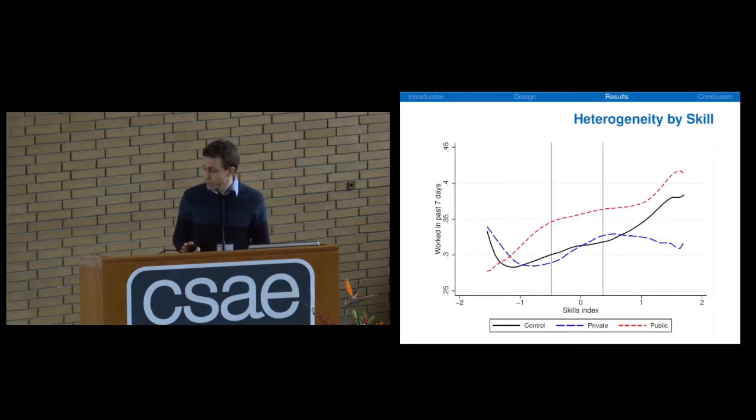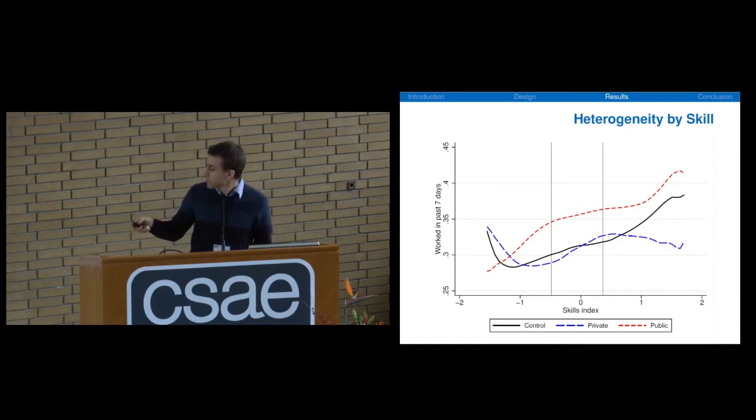I want to show two measures of heterogeneity very briefly, which speak to some of the discussion we had at the beginning. The first is heterogeneity by skill. So this is an aggregate index that combines the different skills measures together. And what we then do is estimate a non-parametric regression of employment status. So did you work in the last 7 days, which is our primary measure of employment?